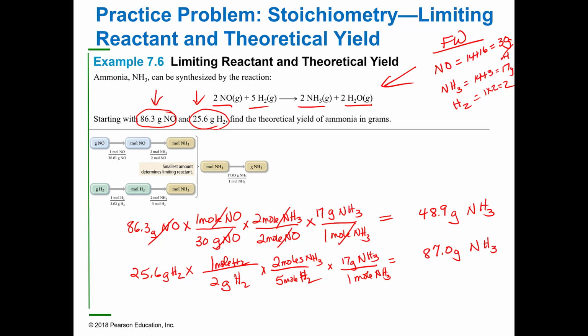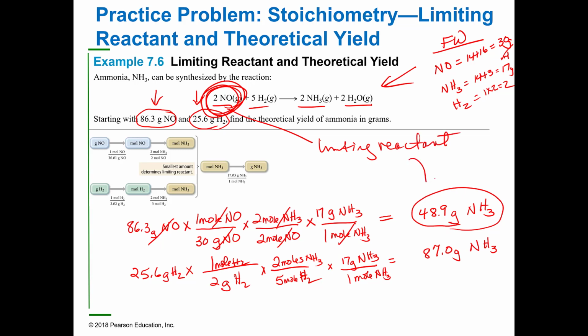So which one is the theoretical yield? I can't make any more than my limit, right? My limiting reactant. So I can only make the smaller of the two, which means that my NO is my limiting reactant. Okay, so my NO is my limiting reactant, and because my limiting reactant gives me my theoretical yield, which is going to be the smaller one of the two when I compare them.